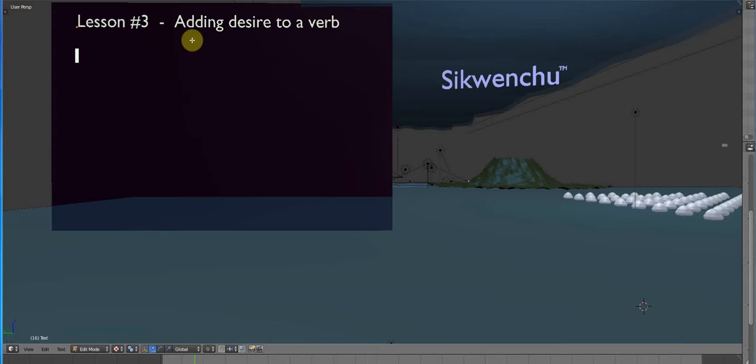So let's take a look at this characteristic of adding desire to a verb. The word we're going to use is tai, like this, tai. Remember the tai. It almost sounds like an I, but not quite. T-A-I. It basically adds one characteristic to a verb.